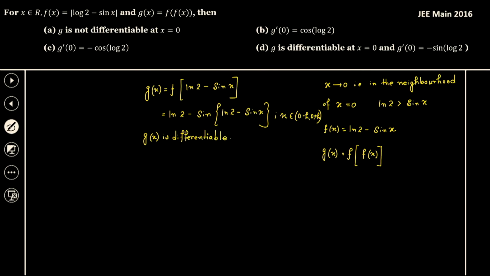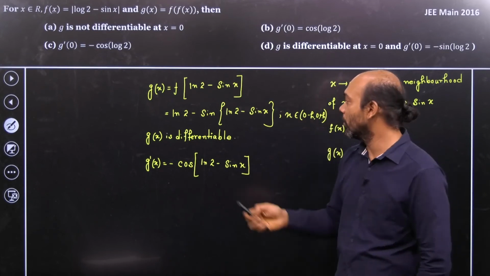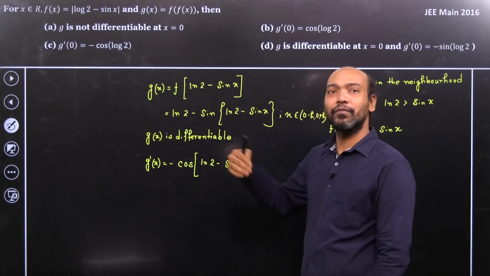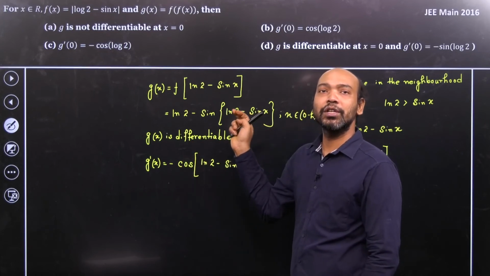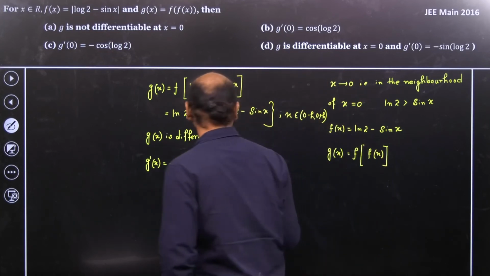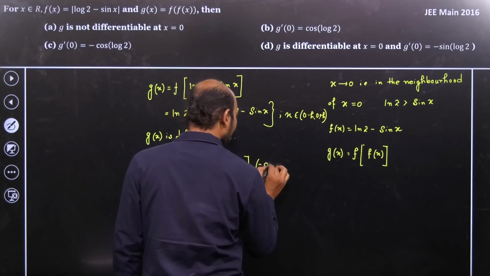Okay, so let us calculate g dash x. Sine will be converted to cos, so cos of ln 2 minus sin x. That's it. And now we have to differentiate with respect to ln 2 minus sin x again. The derivative of sin x gives you minus cos x, so we multiply it by minus cos x.